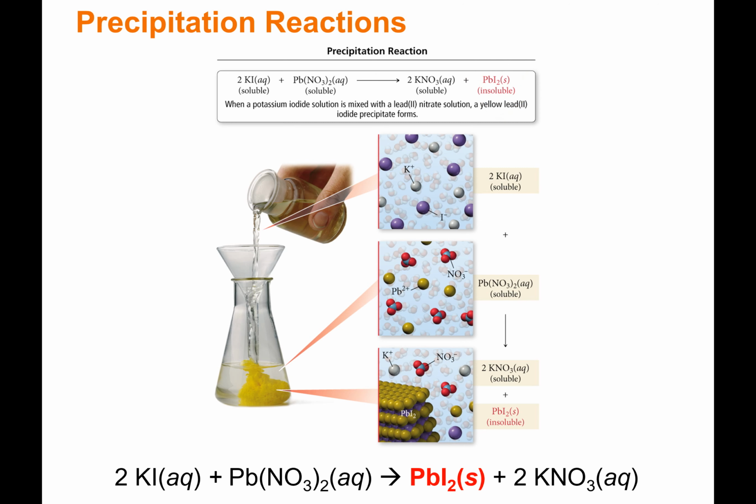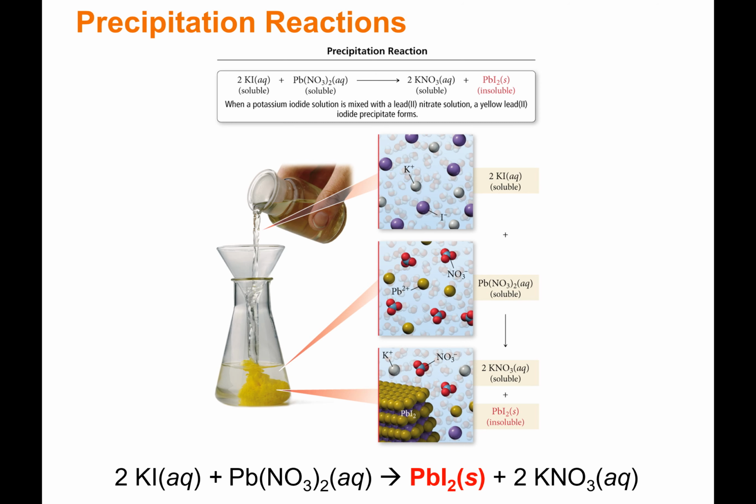And now below we have a description. When potassium iodide solution is mixed with lead-2 nitrate solution, a yellow lead-2 iodide precipitate forms. So let's take a look at what's actually happening. In our top solution, we have potassium iodide. Swimming around in this solution, we have potassium ions and iodide ions, K plus and I minus. And that's perfectly happy to be in solution as long as it's not combined with anything else.